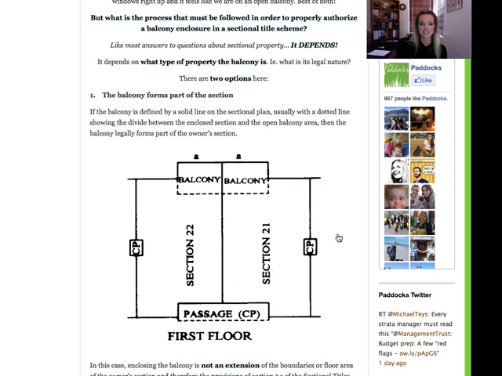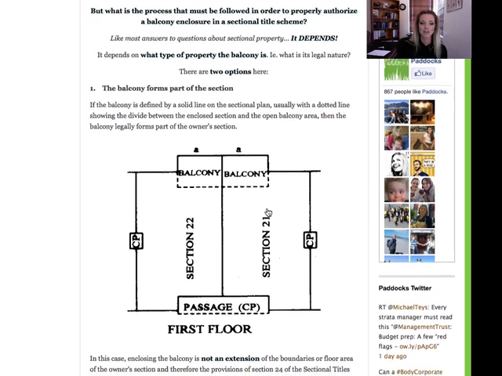In this case, you'll see on the sectional plan that the balcony is within the solid line, which demarcates the boundary of the section. And this perforated line here just shows us that the balcony is a feature of the section. If there was a solid line where the perforated line is, then you would know that that balcony is actually not within the section itself. But here it is.